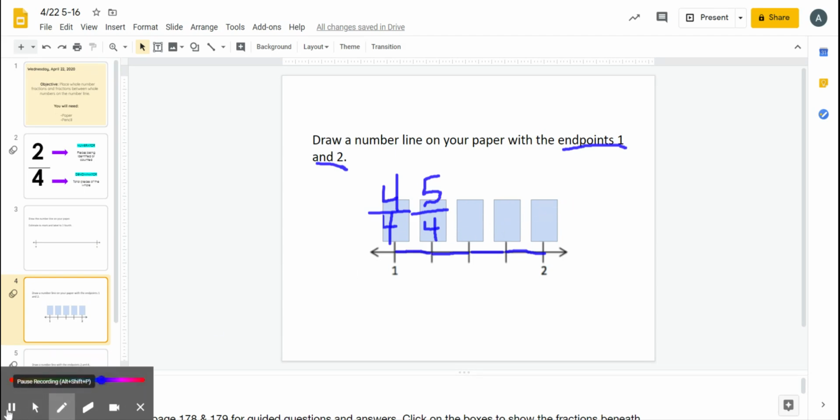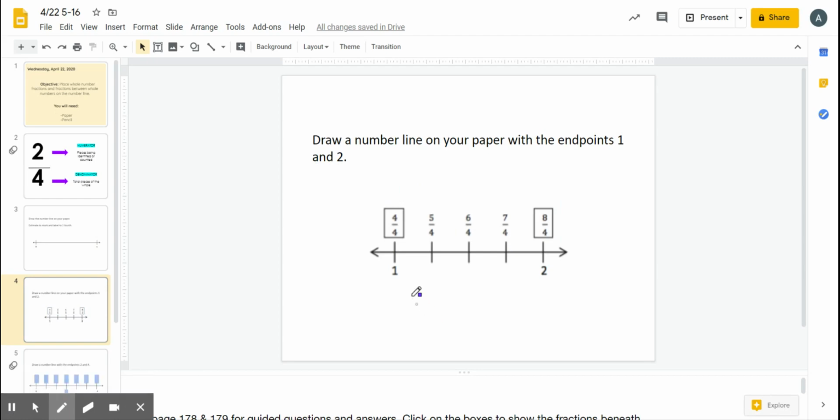Go ahead and pause the video and see if you can fill out the rest of the blanks and then come back. Okay, so this is what your number line should look like. We said that 1 whole is the same as 4 fourths, and then we count it up by fourths. So then we have 5 fourths here, 6 fourths here, 7 fourths here, and then as 2, we have 8 fourths because we continue to count up by 1/4. So our ending point of 2 is the same as 8 fourths.